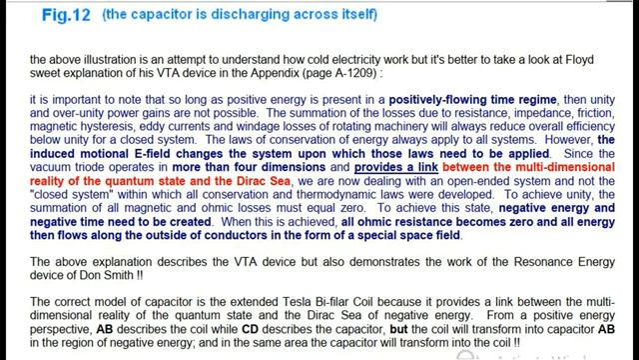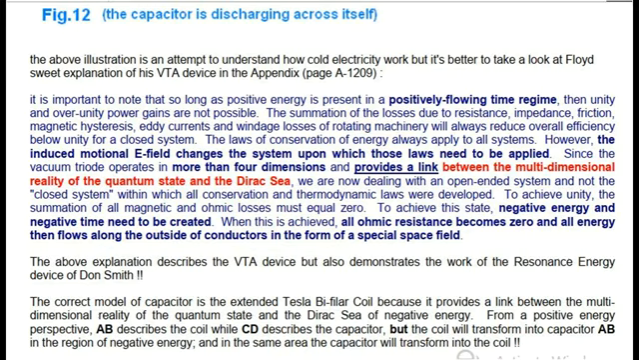It is important to note that so long as positive energy is present in a positively flowing time regime, then unity and over-unity power gains are not possible. The summation of the losses due to resistance, impedance, friction, magnetic hysteresis, eddy currents and windage losses of rotating machinery will always reduce overall efficiency below unity for a closed system. The laws of conservation of energy always apply to all systems. However, the induced motional E field changes the system upon which those laws need to be applied.